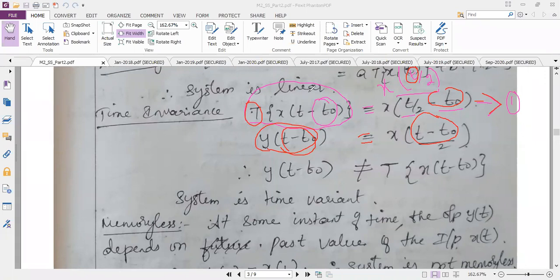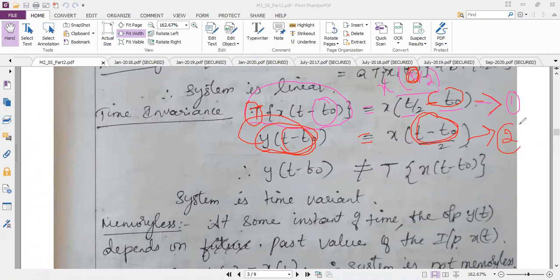Okay, fine. So I hope you understood the difference. If I use the t operator, then I have to just introduce minus t naught. If I use y of t minus t naught, wherever t is there in my question, the complete t should be replaced with t minus t naught. So then I will get x of t minus t naught by 2. This is my second equation.